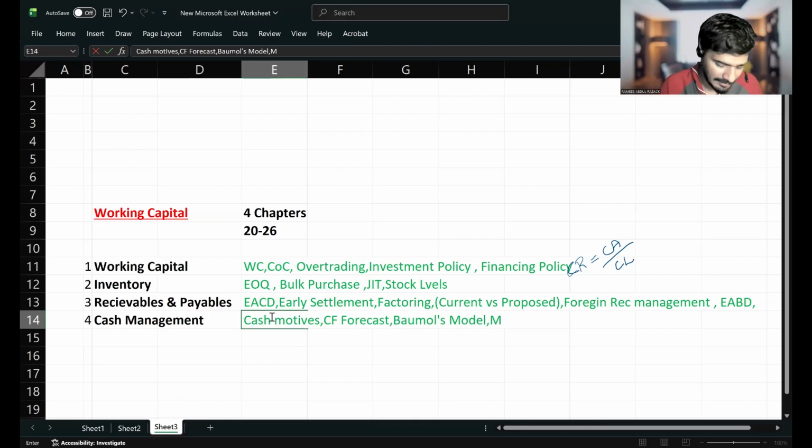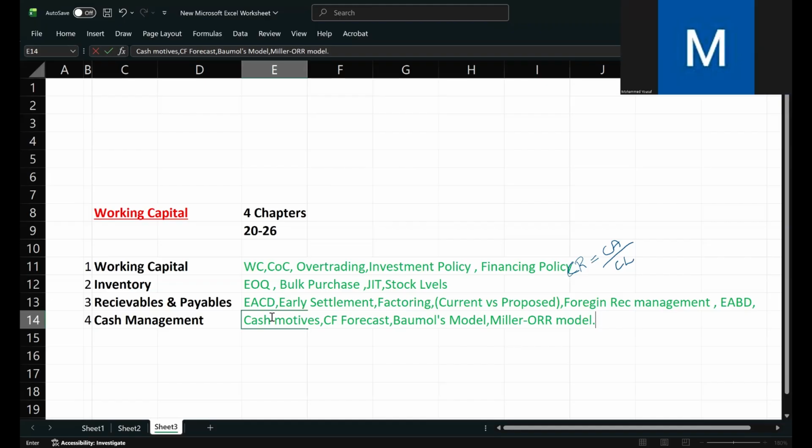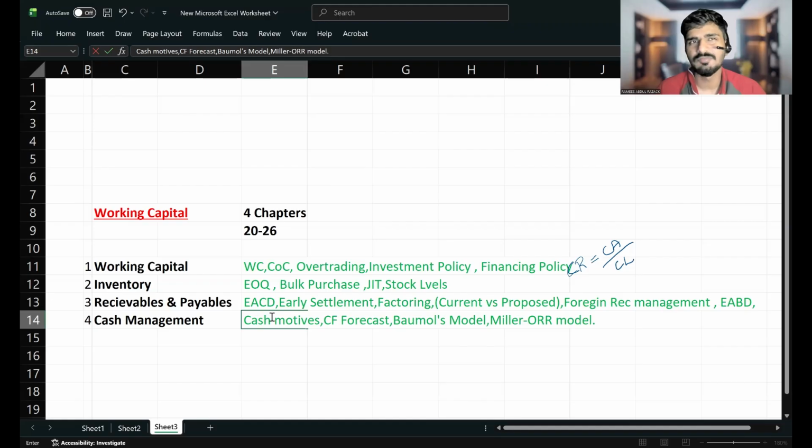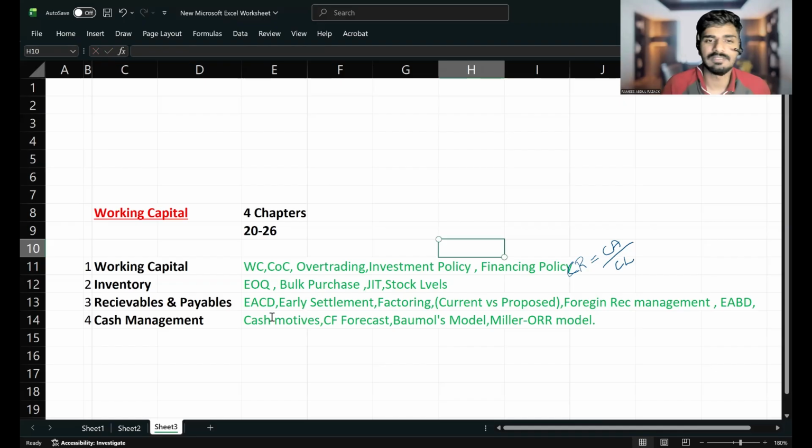Then you have to learn about the Miller-Orr model. Have you seen the equation to calculate spread? There is an equation to calculate spread in your formula sheet. That spread is calculated in the Miller-Orr model. In the Miller-Orr model, you might have to find the lower level, upper level, return point, and spread; everything you have to calculate. It is developed from our stock levels. Those are the things that you have to learn in the Miller-Orr model.